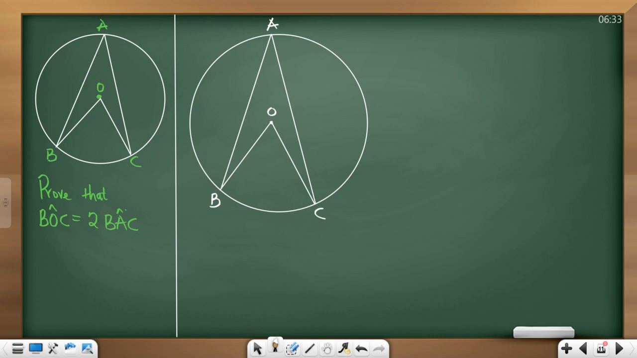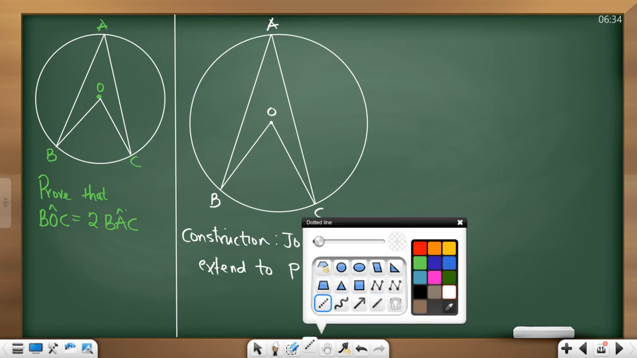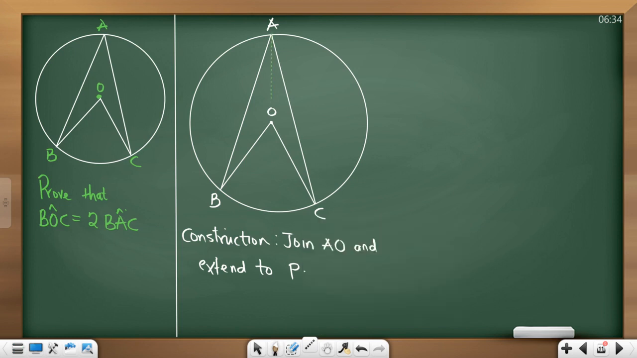Please watch this, and when you do your proofs, this is exactly what you need to write. I am going to say construction, because we have to construct, and you must tell us what you're constructing. Join AO and extend, you can use any letter, to P. Okay, so let's do that. Now, if I am joining and doing any construction, please do it in dotted lines. Don't do it in bold lines because it wasn't part of the question. Join and extend. So this will be called my P.